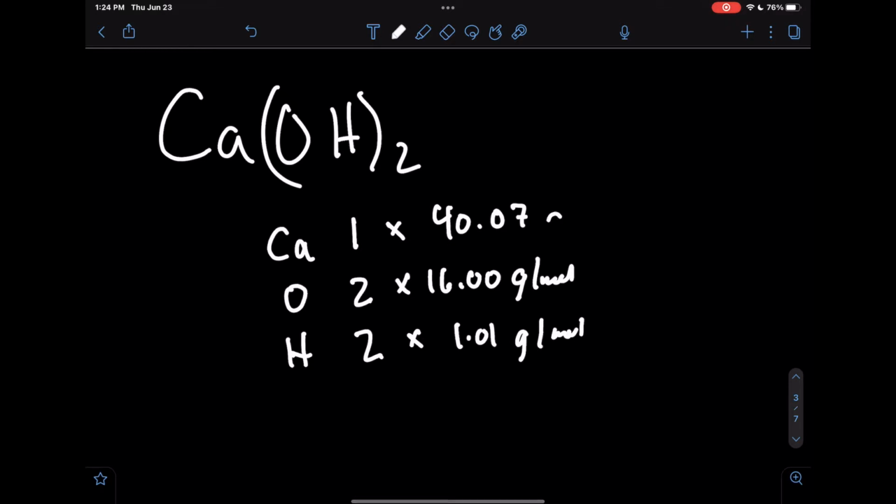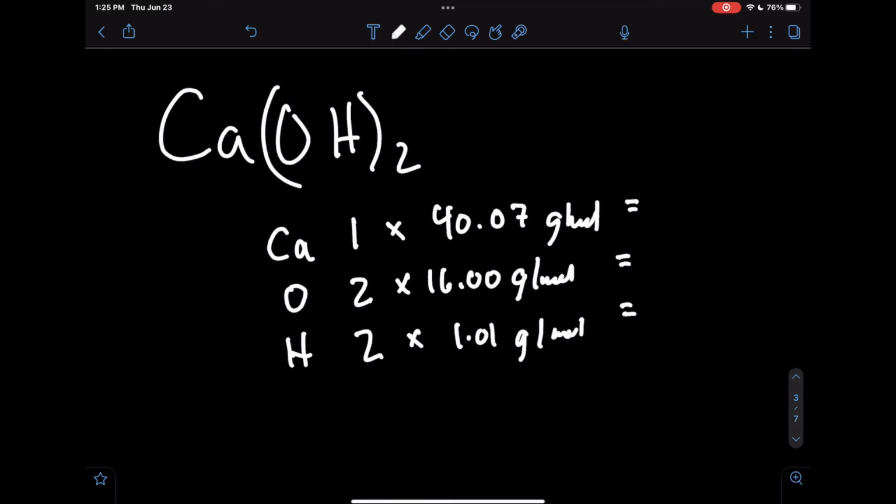40.07 grams per mole. Now the periodic table actually has calcium as 40.078. Oxygen is going to be 15.9994, and hydrogen is 1.0079. But for simplicity's sake, I just round it to the nearest 2 decimal places. Some people even round it to the nearest whole number. So for hydrogen, they would just say it's 1 gram per mole. But to be a little bit more precise, I'm going to keep the 2 decimal places.